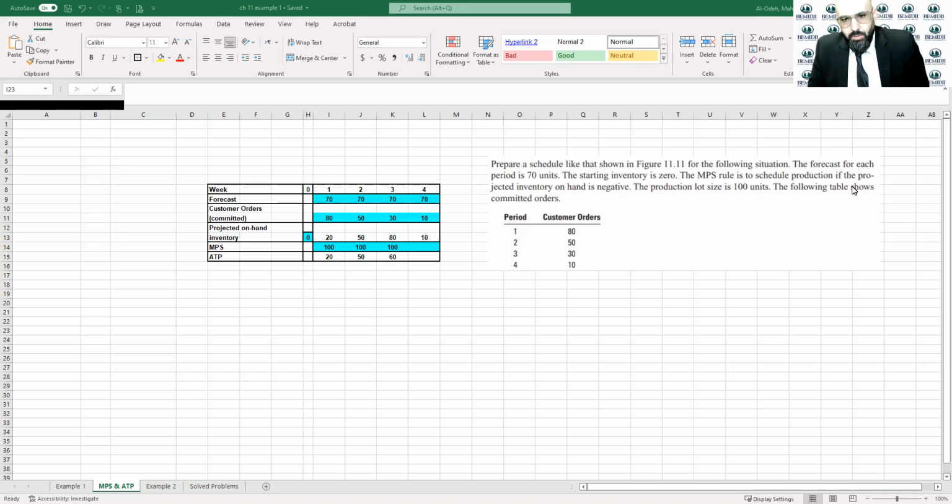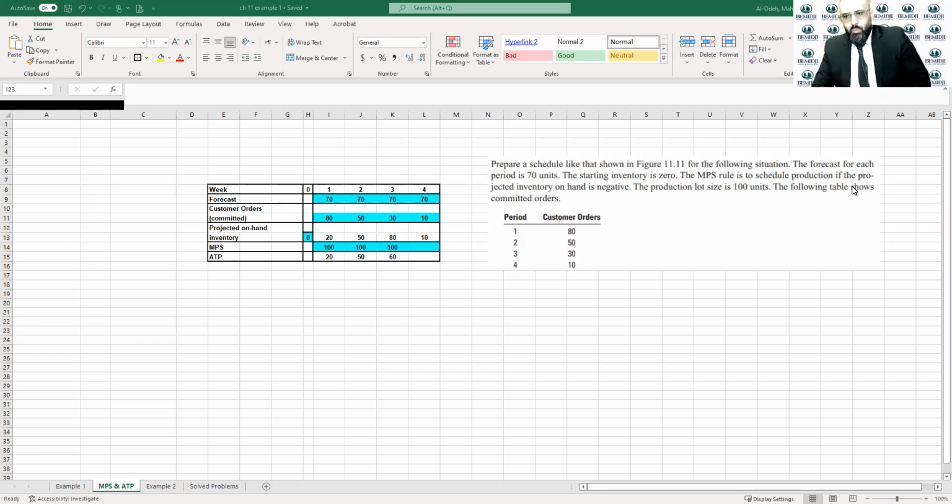So we would like to prepare an MPS for this example. The forecast period is 70 units for each period. We start with inventory equal to 0. The MPS rule is to schedule production if the production inventory on hand is negative. The production lot size is 100 units. The following table shows the customer orders.